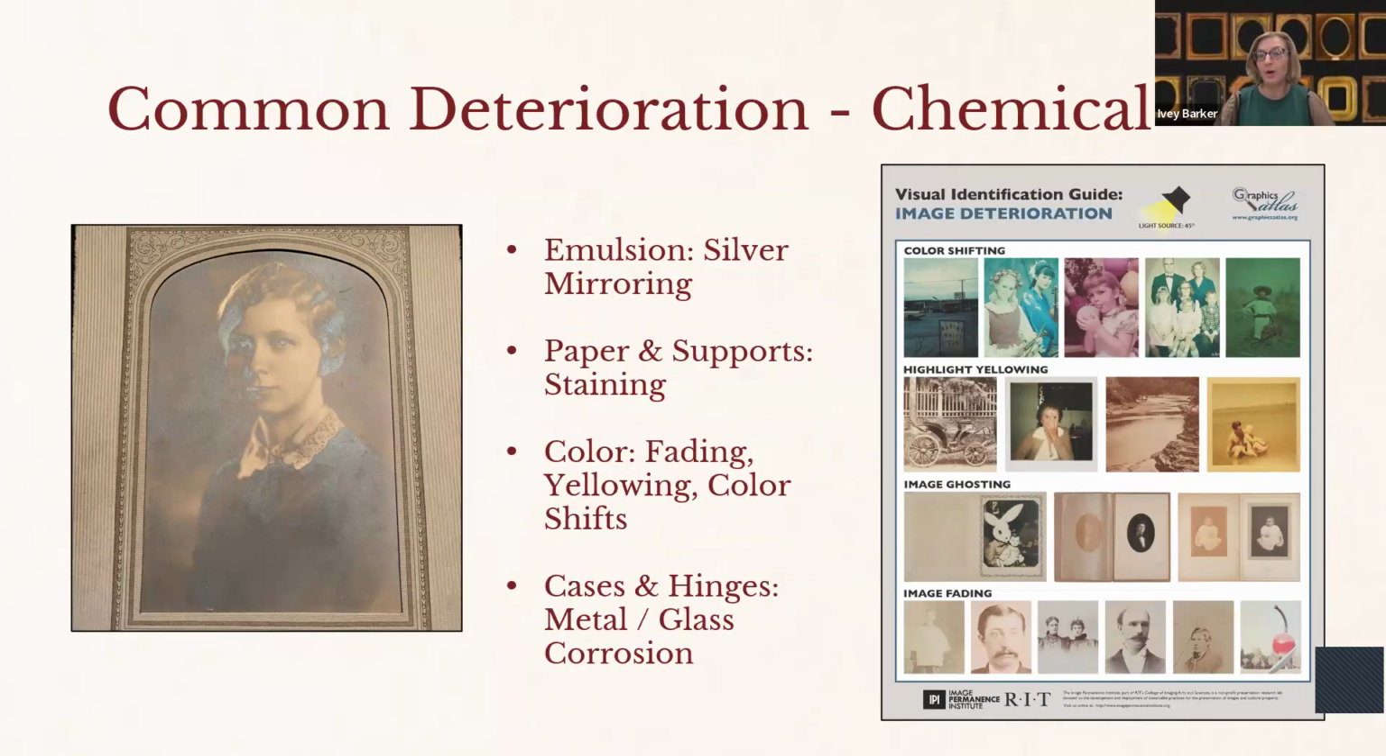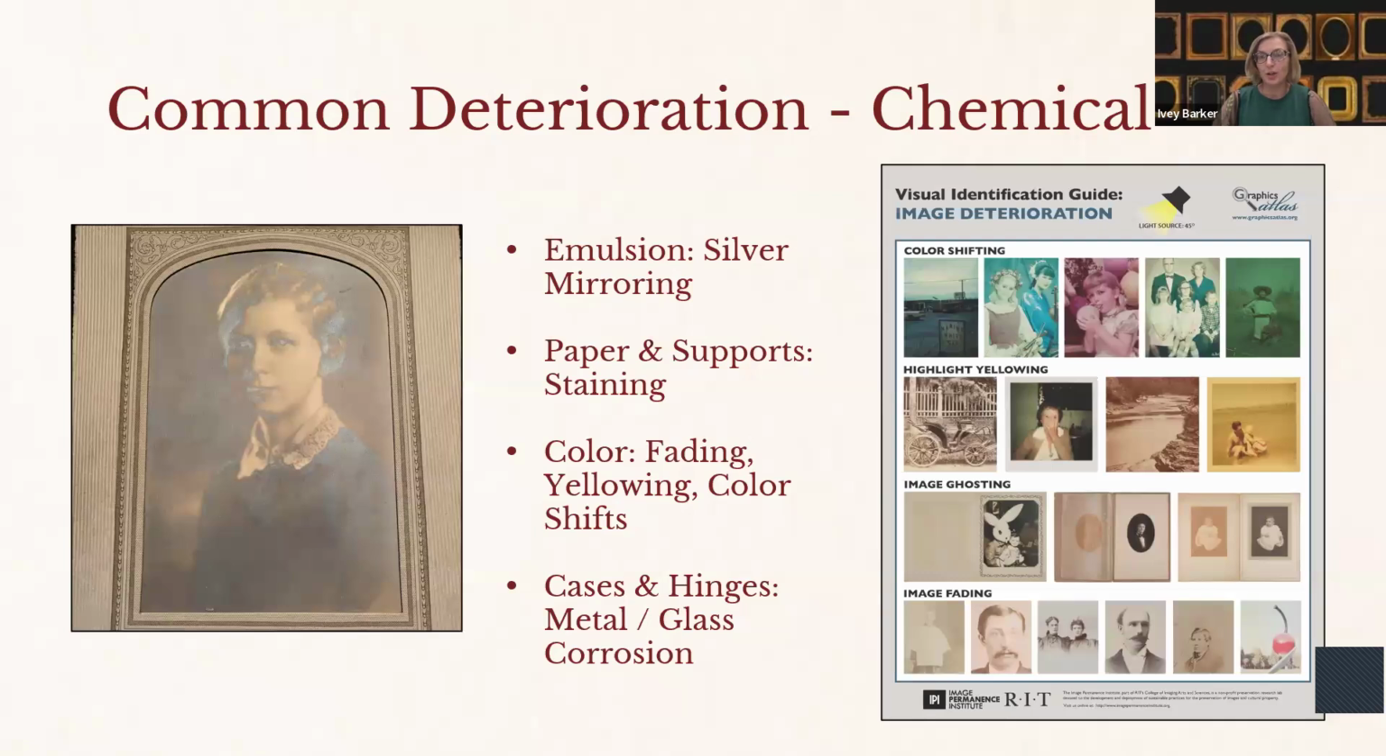Common deterioration types that fall into the chemical category include silver mirroring, as we discussed, and that is for silver halide-based photographs. Staining of the supports, fading, yellowing, and color shifts, such as dye couple fading in the colorants of color photos. And of course, metal and glass corrosion or deterioration from inferior or old materials that were used at the beginning of the photographic boom.